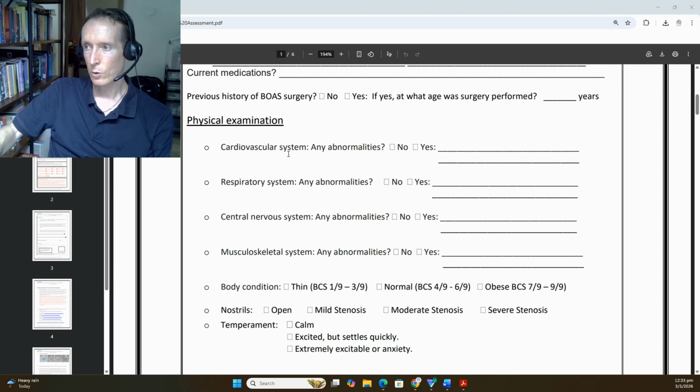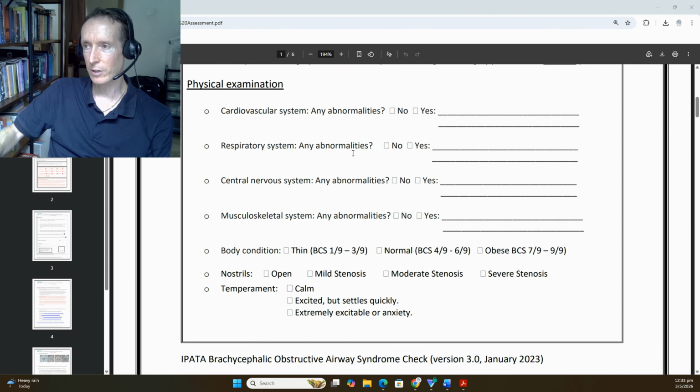It sounds normal. We're watching the breathing and listening to the breathing. We check that there are no other obvious abnormalities. So it asks about the central nervous system. I guess this would be more to do with whether the pet's vision is compromised, or if there are signs of having had a stroke before, or signs of hind limb paralysis or something like that.